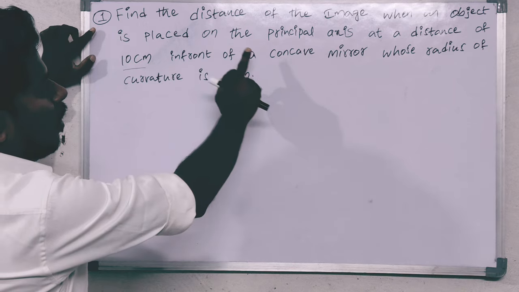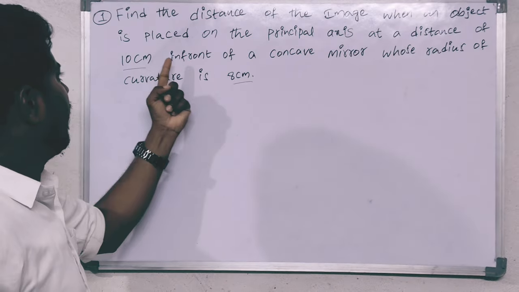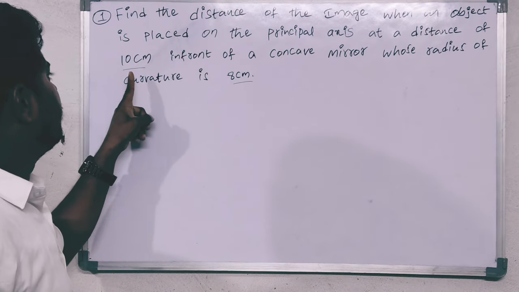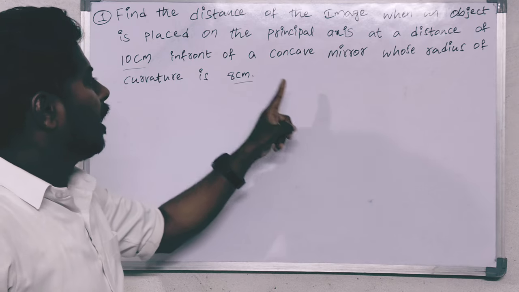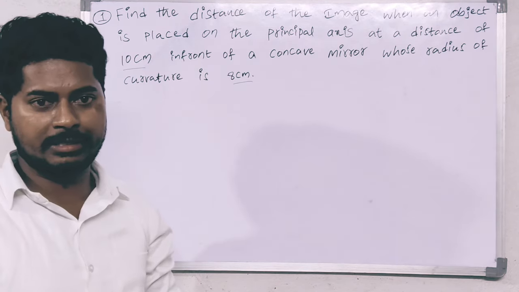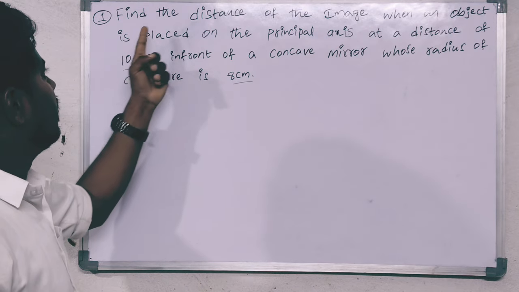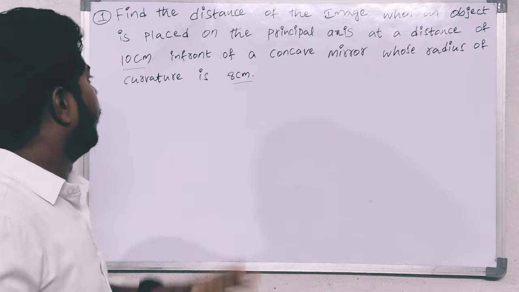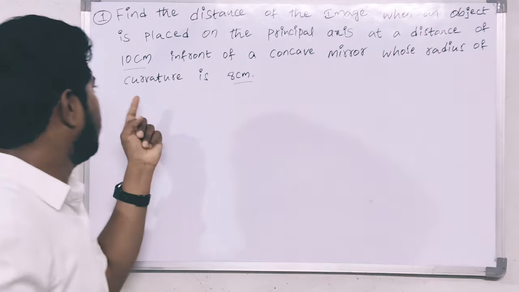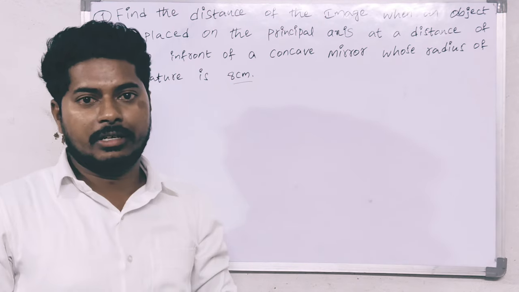Find the distance of the image when an object is placed on the principal axis at a distance of 10 centimeters in front of a concave mirror whose radius of curvature is 8 centimeters. So in the problem, he is asking the distance of the image, but the object distance is given and the radius of curvature is also given, and here a concave mirror is given.